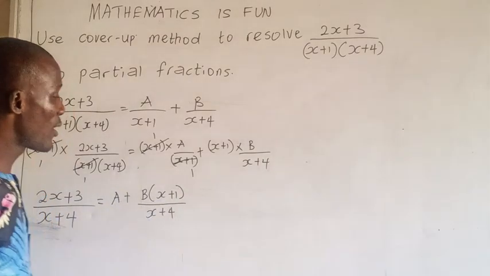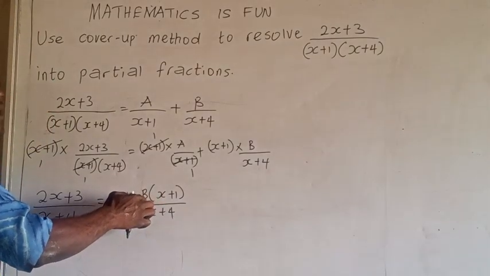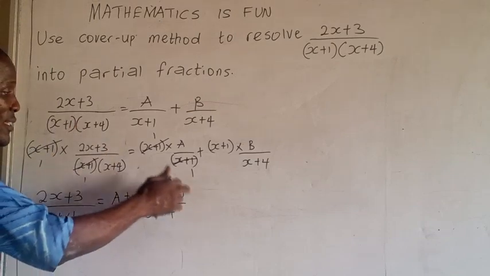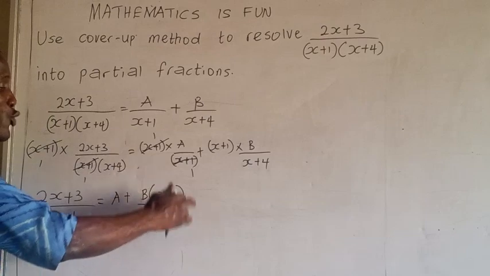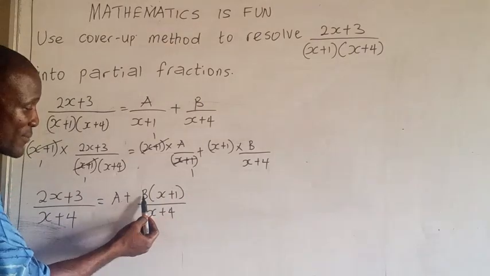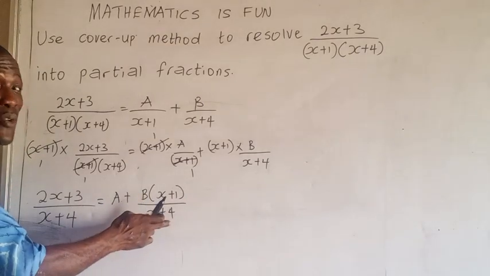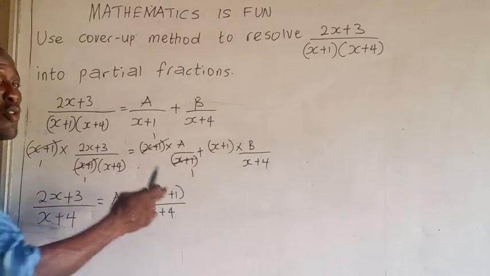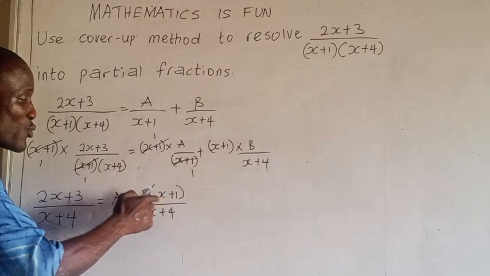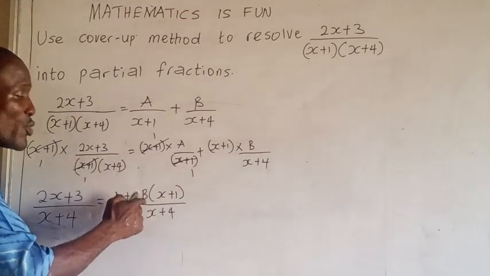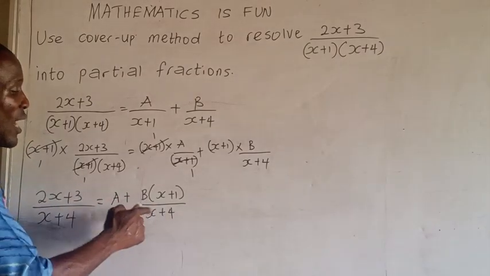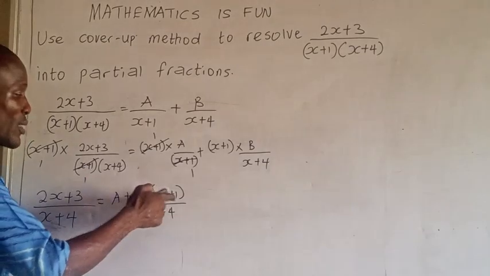Now we need to look for the value of x that will enable us to eliminate this B. Remember, the value of x that will make this expression undefined is minus 4. But that's not what we are after. We want this B term to be 0. If you use minus 4, this expression becomes undefined. But if you put x to be minus 1, you're going to have 0 times B, that is 0, and 0 divided by any number is 0. So we must be very careful. Our denominator should not be 0, but the numerator.